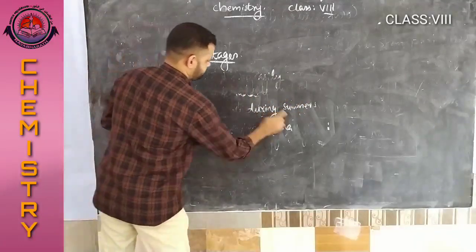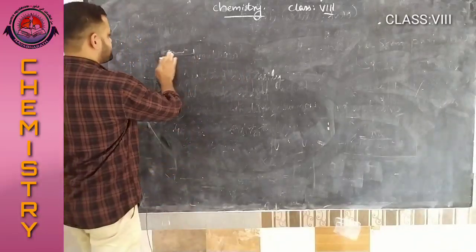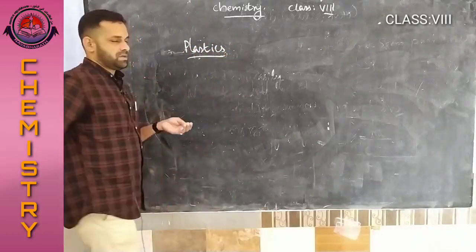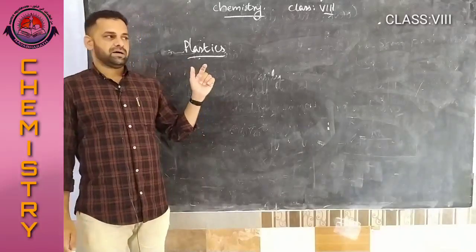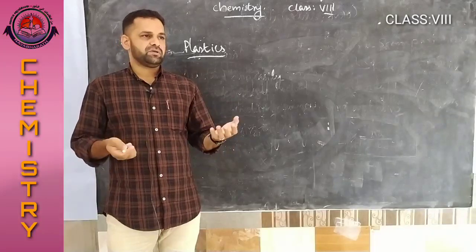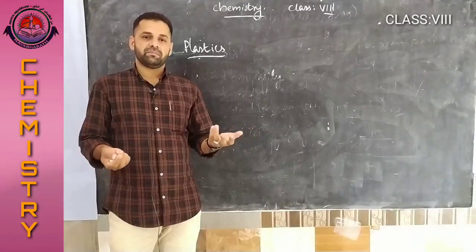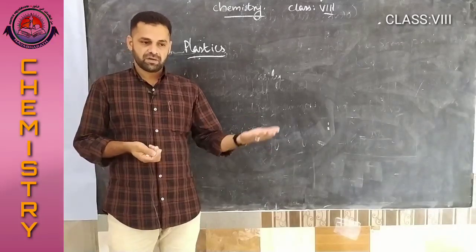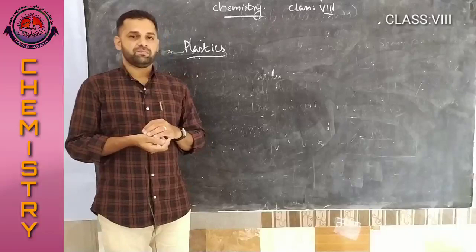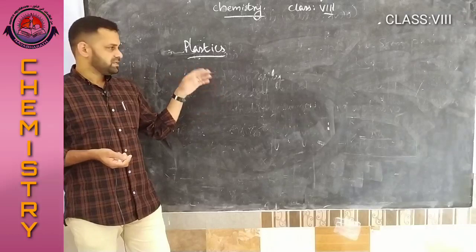Then next we are discussing plastics. We know this is the age of plastic, isn't it? We are living in the age of plastic everywhere. In your home, all the domestic items are made up of plastics. Bucket, mug, utensils, many things are there. So plastic is one of the most important substances in this age.